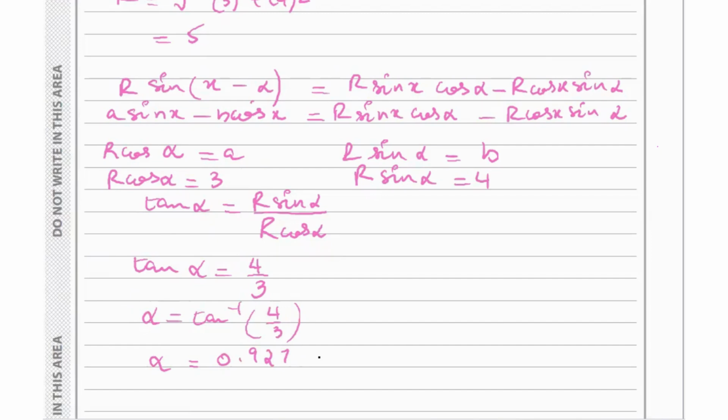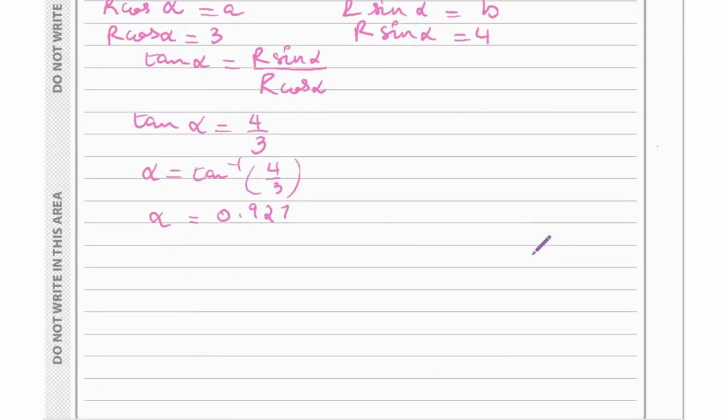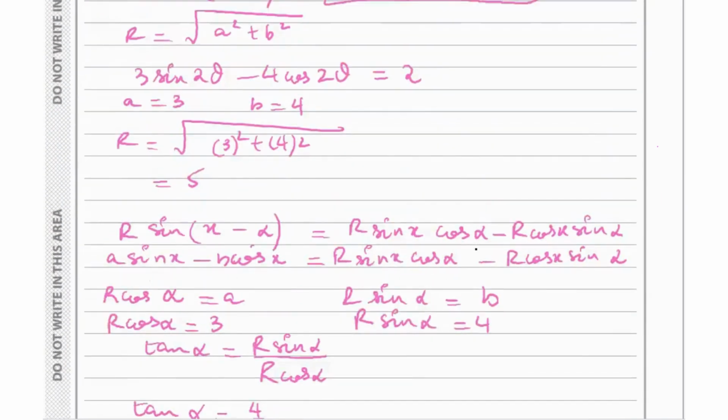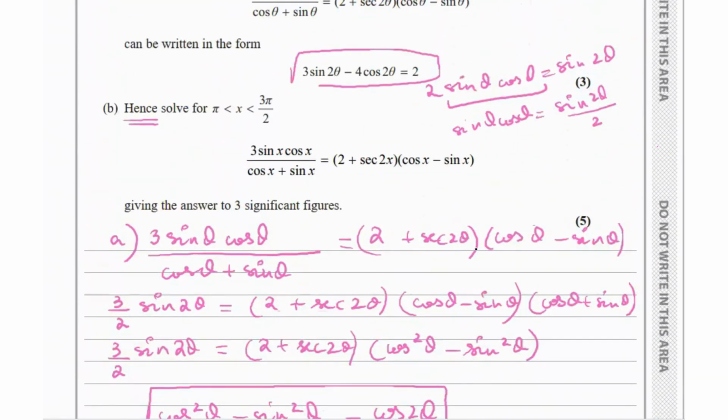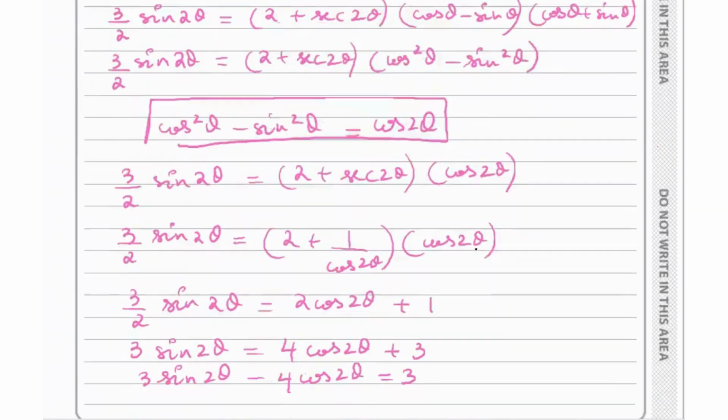Whenever you get such a question, these are your fixed steps. You have to do all of these to figure out the value of R, to figure out the value of alpha, then put them back into the equation to find the values of X as asked in the question. So now the equation is 5 sine of 2x minus 0.927 equals 2. This is the equation we're going to solve. We have our R value, which is 5. We have our alpha value, which is 0.927. And they have told us that the equation equals 2. So we removed the 3 sine 2 theta minus 4 cos 2 theta and replaced it with 2 because that's what it equals.